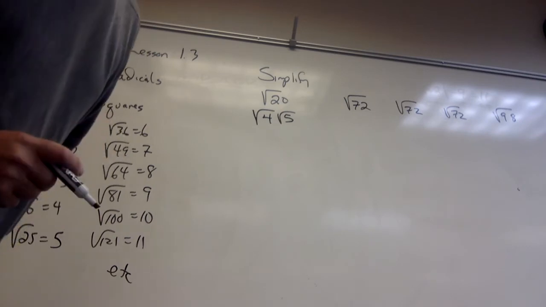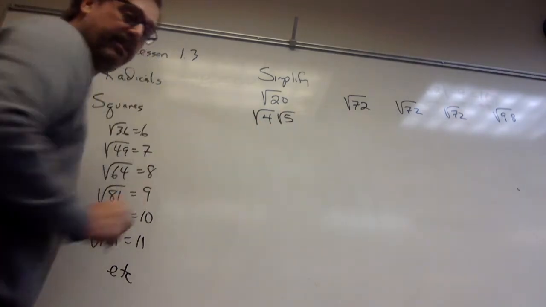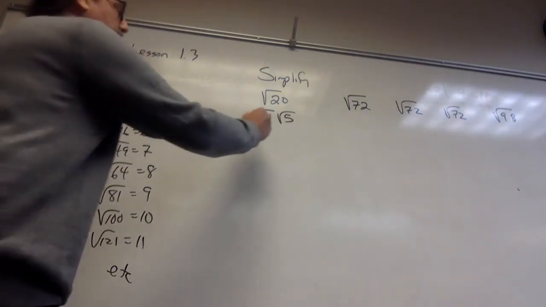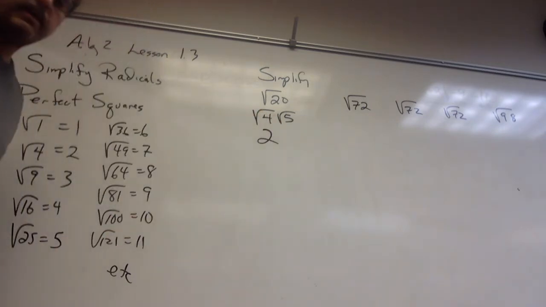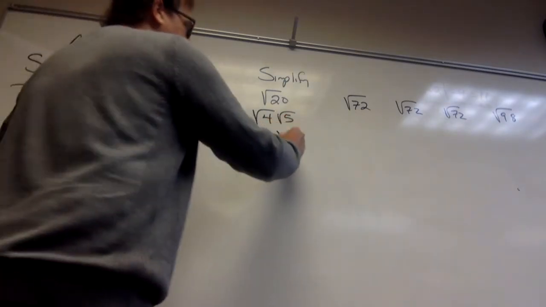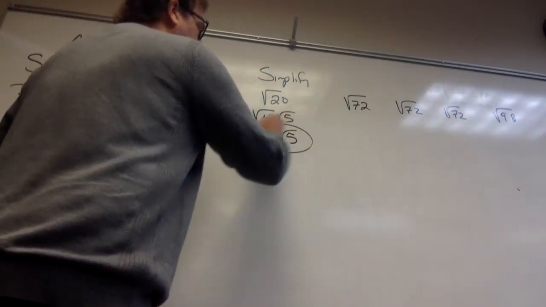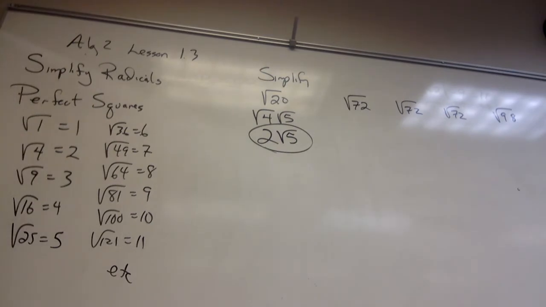Now you say please, and you say please take your hat off. And square root of 4 is yes, I will. Square root of 5, please take your hat off. It won't. It's a jerk and keeps its hat on. That is considered simplified.